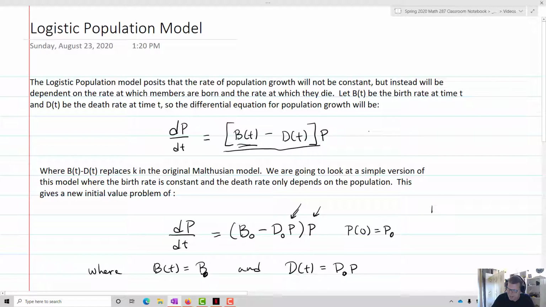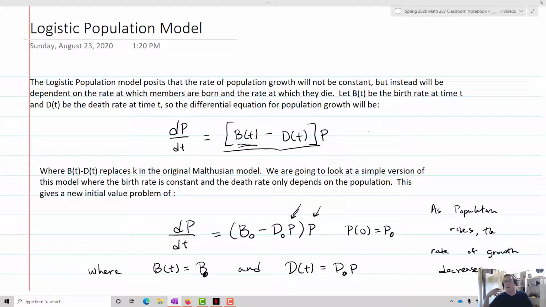So what this is saying is, as population rises, there's pressure put onto the population. The rate of growth decreases. We might think of it in terms of the population being more difficult to grow because there are now more animals. More animals mean that there's competition for resources. And since there's competition for resources, some of them inevitably will die off. That's the idea that we're working with here.